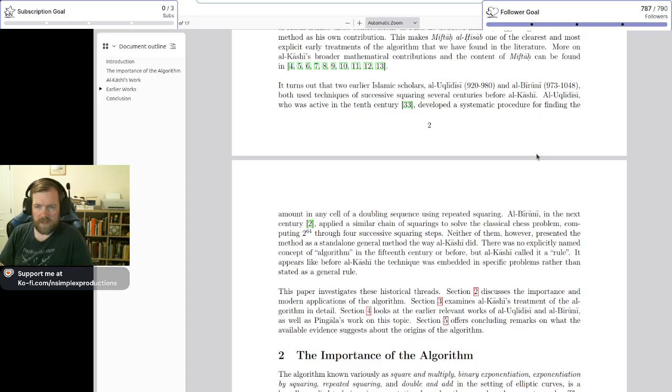Neither of them did, however, present the method as a standalone general method the way Al-Kashi did. There was no explicitly named concept of algorithm in the 15th century or before, but Al-Kashi called it a rule. It appears that before Al-Kashi, the technique was embedded in specific problems rather than stated as a general rule. So that's also something that happened a lot. Obviously, they're stating it.